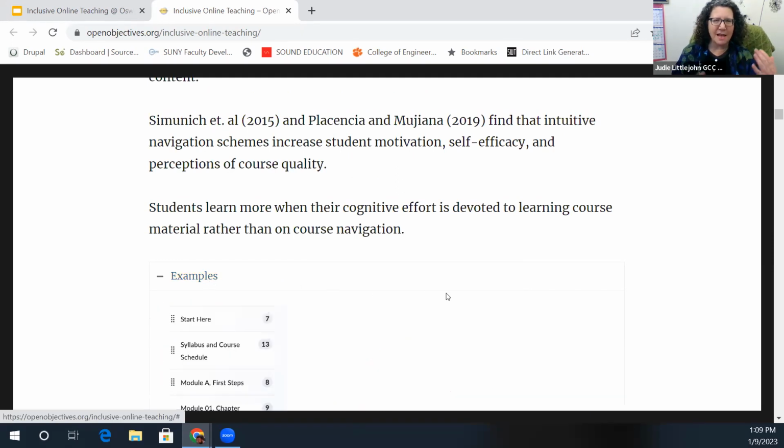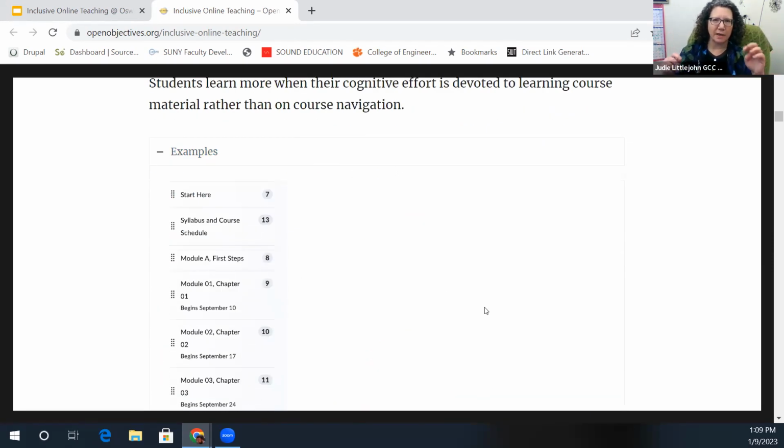So yeah, the course should never be a scavenger hunt. I hear people say, oh, I start my course off with a scavenger hunt so they can find everything. And it just makes me cringe, because that's not our goal. It should be very obvious where everything is. It should be laid out for the students.